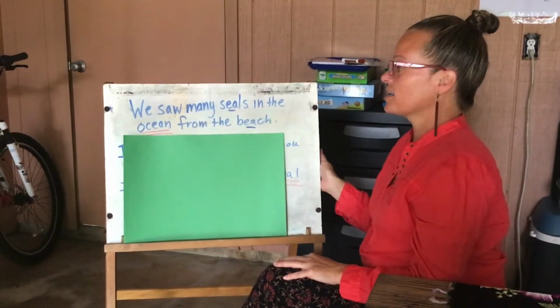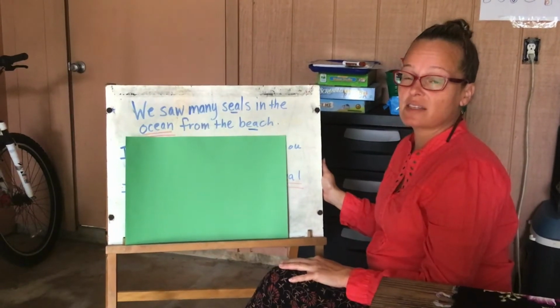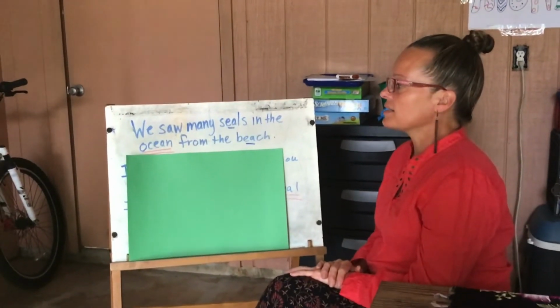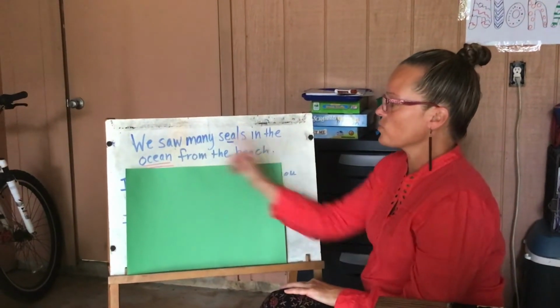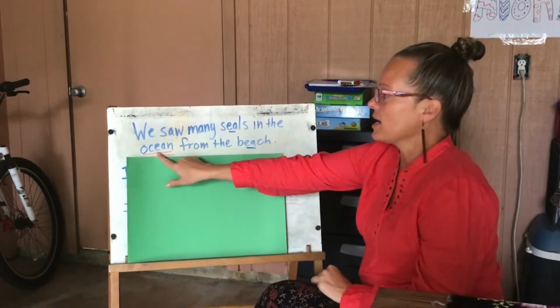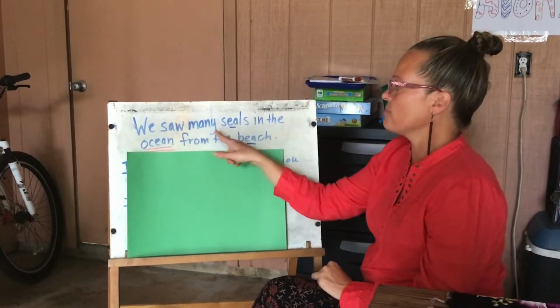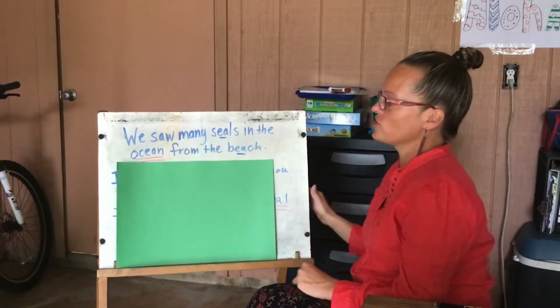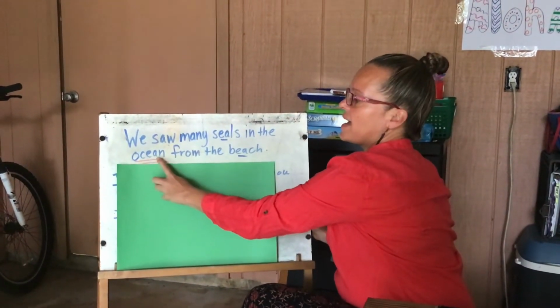Okay, so we're going to do a few red words, and these are words that don't make any sense. We just have to memorize them in a certain way. The first red word we're going to do is ocean, and it has an EA in it, but it doesn't say E. And this is the sentence: We saw many seals in the ocean from the beach. And ocean is spelled O-C-E-A-N.